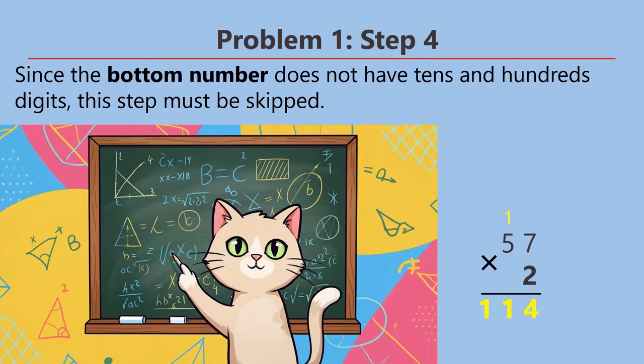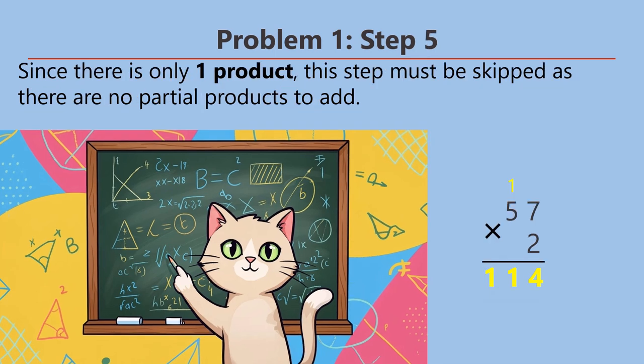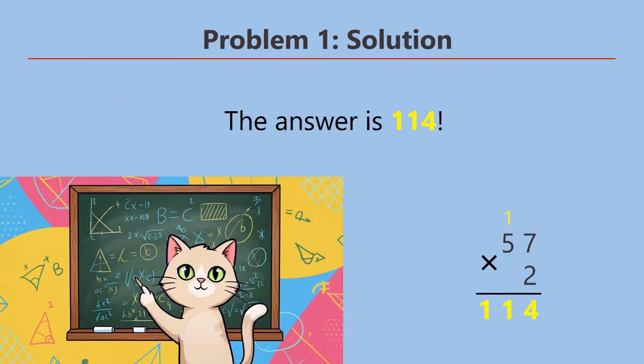Step 4. Since the bottom number does not have tens and hundreds digits, this step must be skipped. Step 5. Since there is only one product, this step must be skipped as there are no partial products to add. The answer to problem 1 is 114.